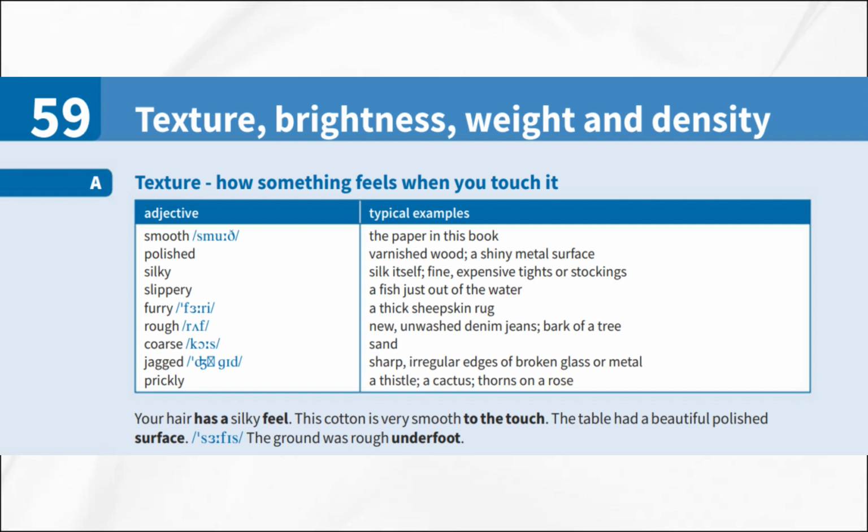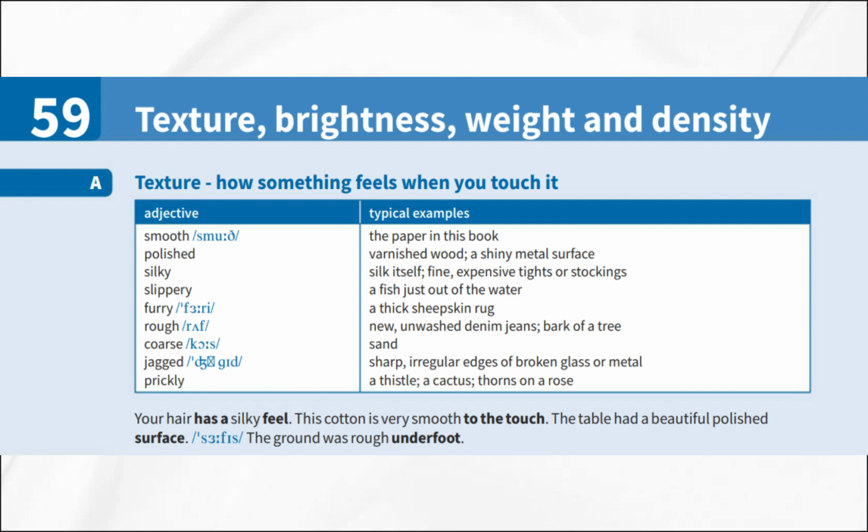Texture, how something feels when you touch it. First, let us look at adjectives to describe texture, how something feels when you touch it. Smooth, for example, the paper in this book. Polished, for example, varnished wood or a shiny metal surface. Silky, for example, silk itself or fine, expensive tights or stockings. Slippery, for example, a fish just out of the water. Furry, for example, a thick sheepskin rug.